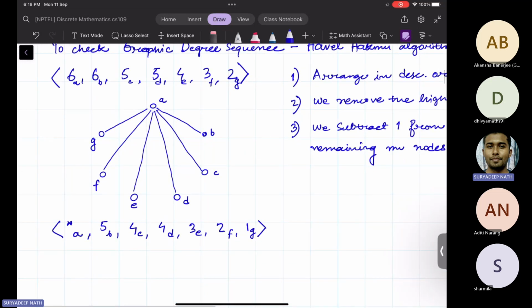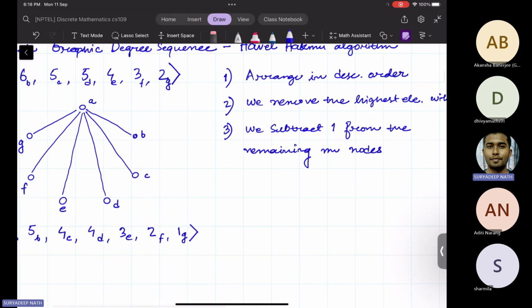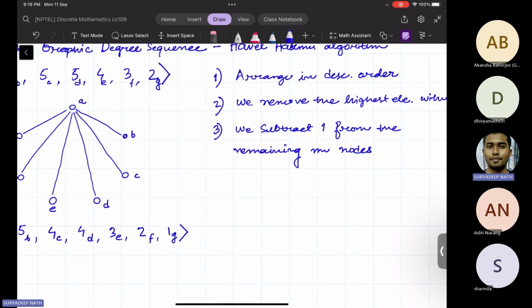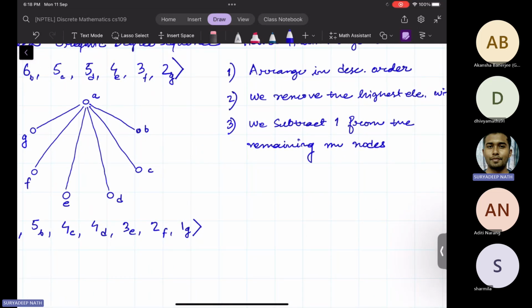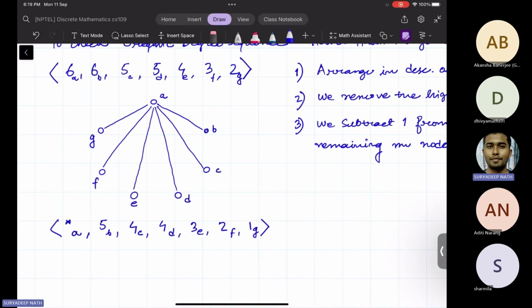Why we arrange in sequence is so that we can maintain the order in which we are subtracting 1. If they were not in descending order, in step 3 we would have to keep track of which nodes the edges were connected to, and therefore this remaining m nodes part won't be valid. Therefore we first arrange in descending sequence, then remove the highest, and then subtract 1 from the remaining m nodes. So now we'll have to connect 5 extra edges to b.